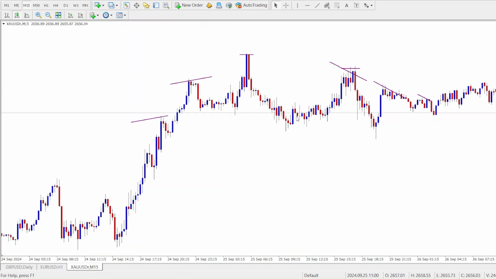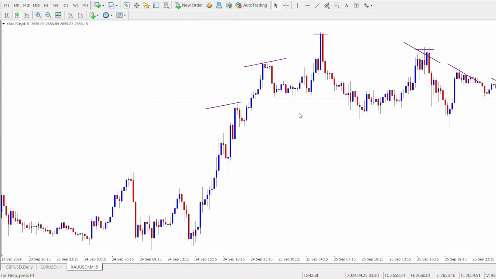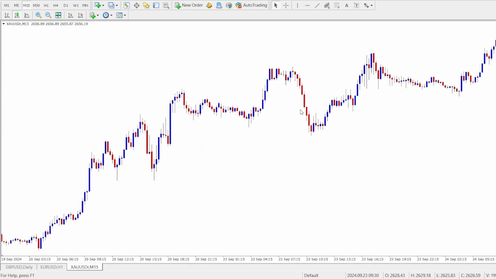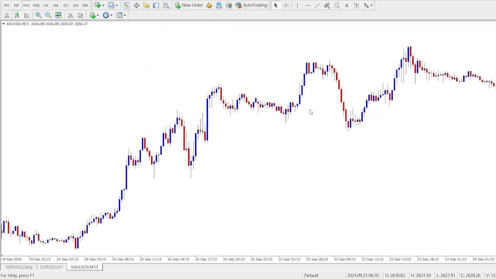Now, a swing low, on the other hand, is basically the opposite of a swing high. A swing low occurs when the price dips to a low before reversing upward. It's defined by a low point surrounded by two higher lows. So we can see this is a swing low.